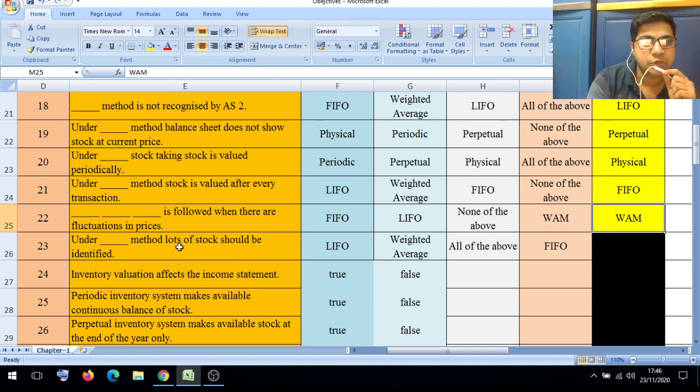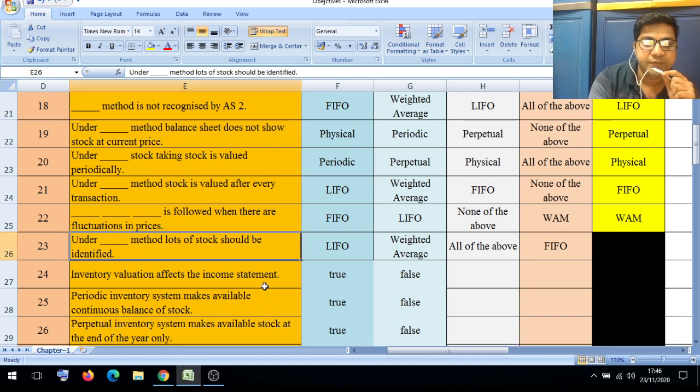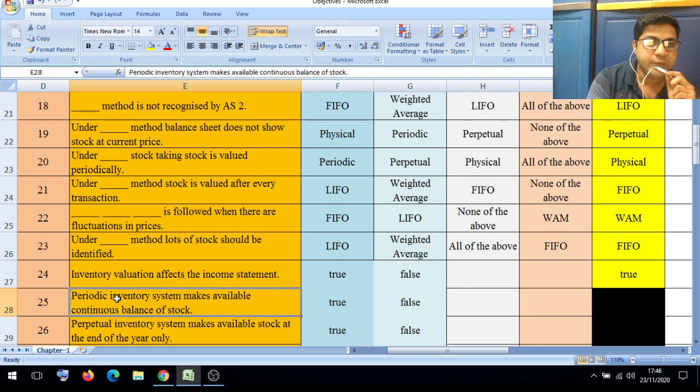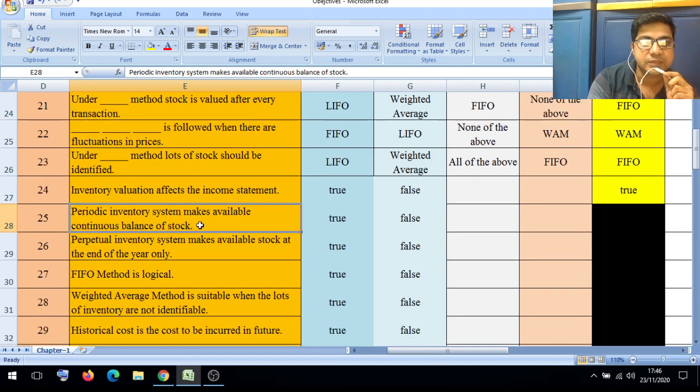Under dash method, lots of stock should be identified. LIFO, weighted average, all of the above, FIFO. The answer is the FIFO method. Then friends, some true and false questions are there that we will study. Inventory valuation affects the income statement. True or false? The answer is true. Periodic inventory system makes available a continuous balance of stock. The answer is false.